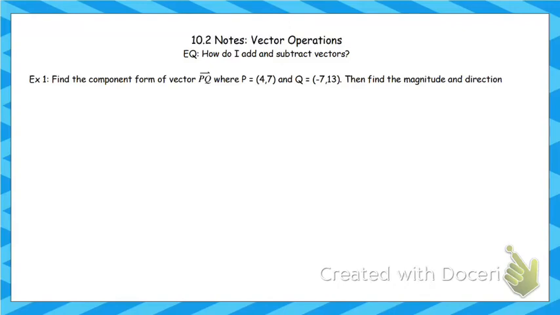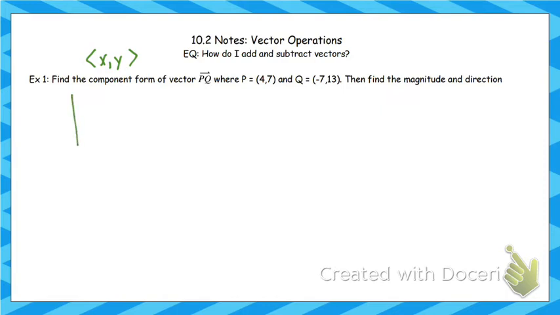Hi guys. So today we're going to take some vectors and do some operations like adding, subtracting, multiplying, things like that. So the first thing we're going to do is look at a vector where we know the starting and ending point and we want to find the component form. Now remember component form, those are the pointy brackets with an x and a y. So to figure this out, I'm going to start by drawing a picture. That might make it a little bit easier.